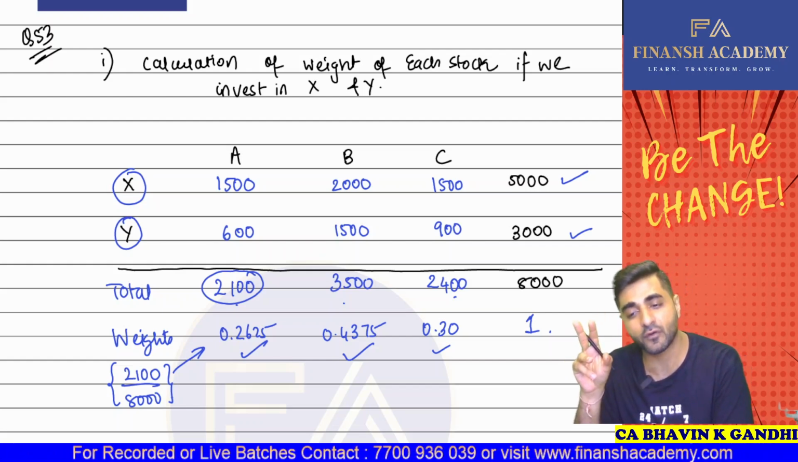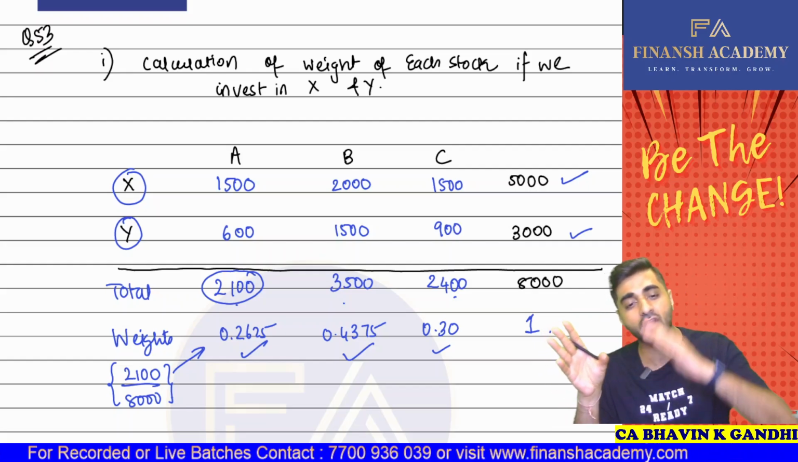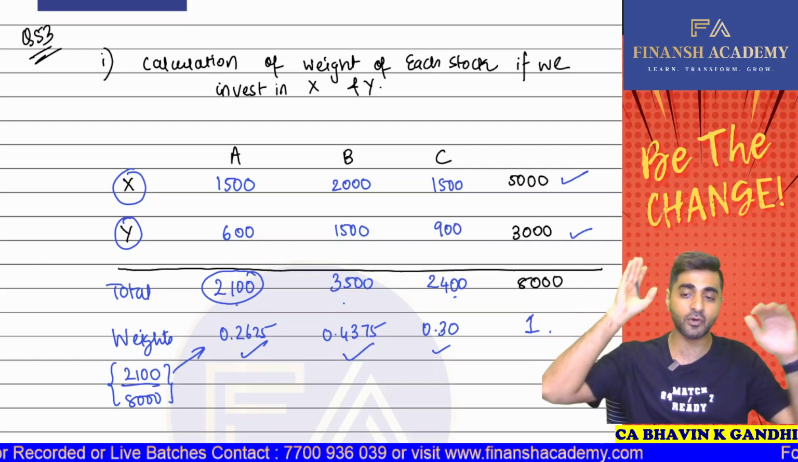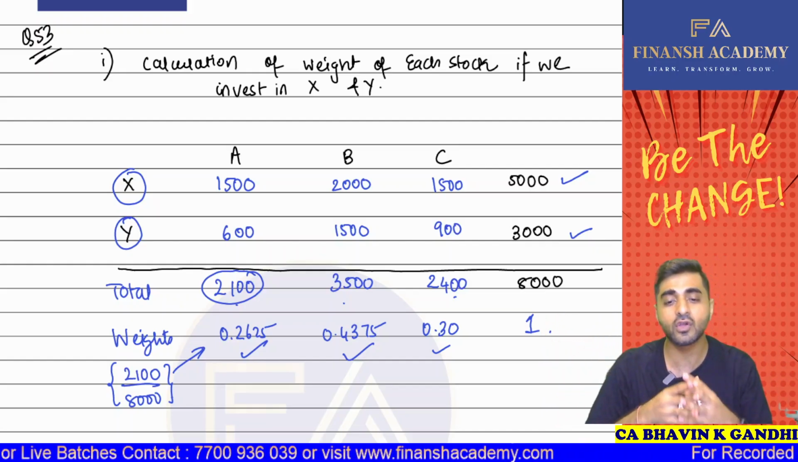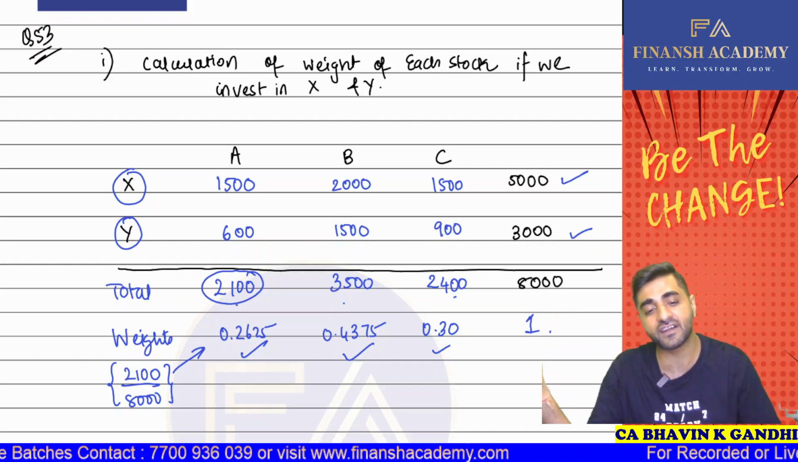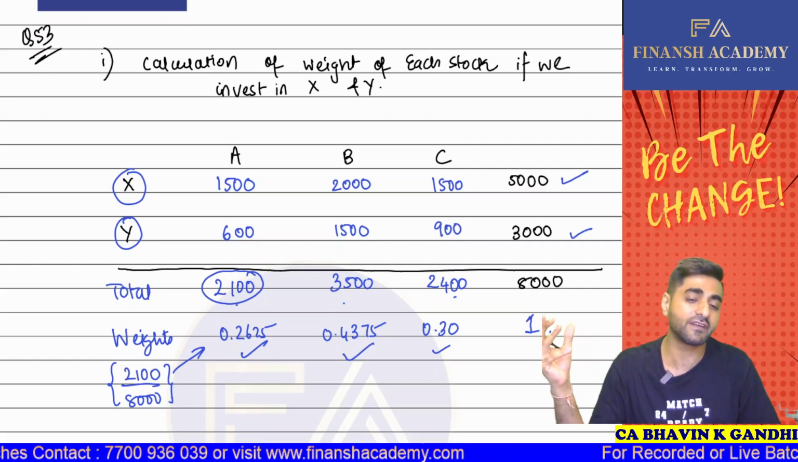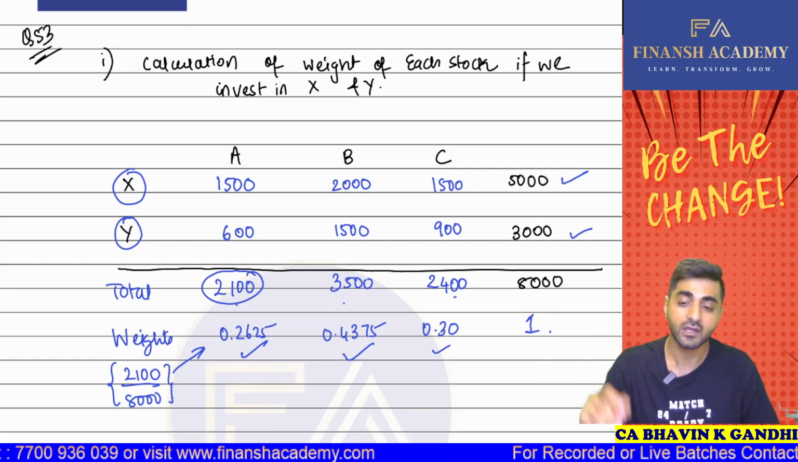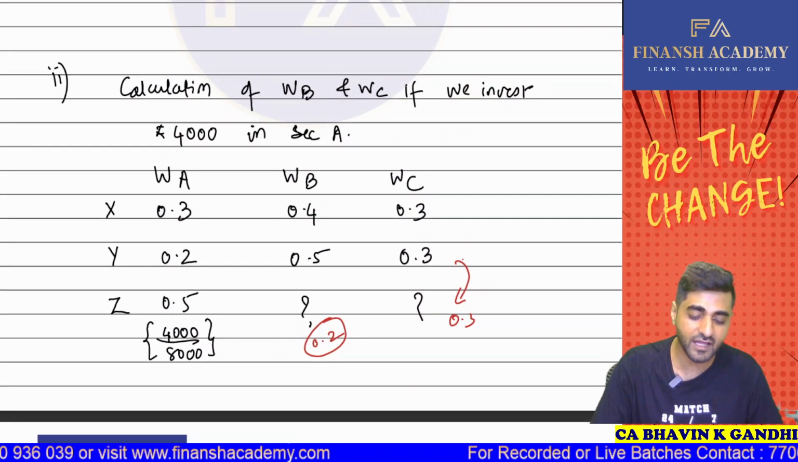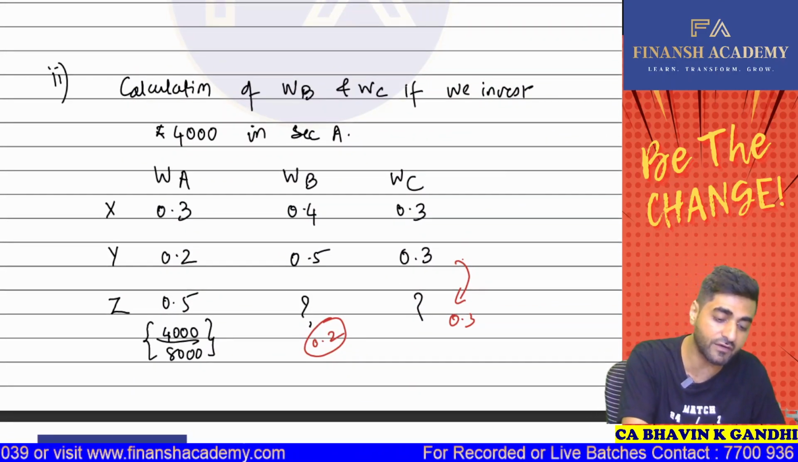Suppose you have created two portfolios, and in one portfolio you have invested in A 1,500, in another portfolio you have invested in A 600. So together you have invested 2,100 out of 8,000. So that is why your weights will now become 0.265. Okay, so that's your weights of A. Now, in the second part, we are required to find out what should be your weight C.